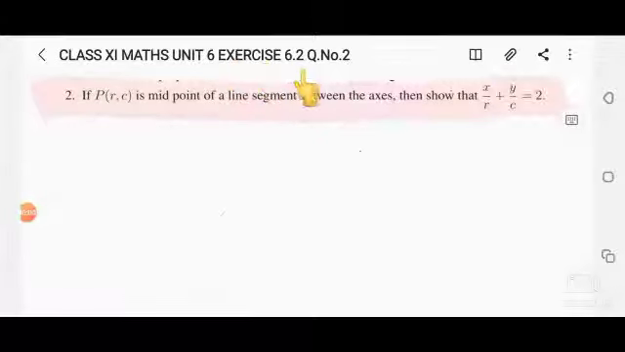Unit 6, Exercise 6.2, question number 2. If P, the coordinate is r comma c, is the midpoint of a line segment between the axes, then show that x by r plus y by c is equal to 2. Now let's see the solution.